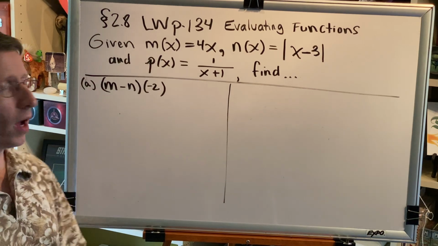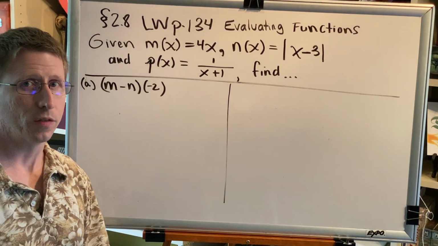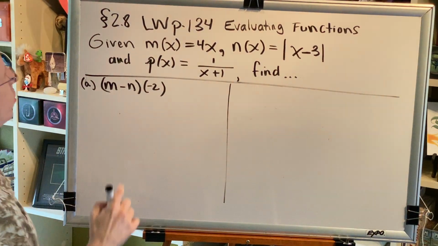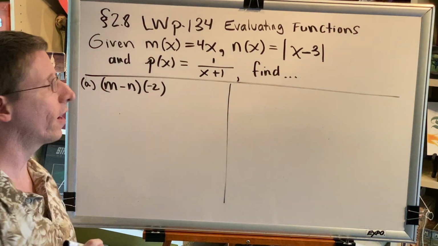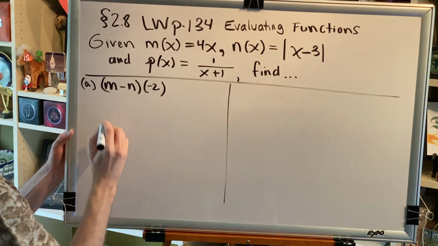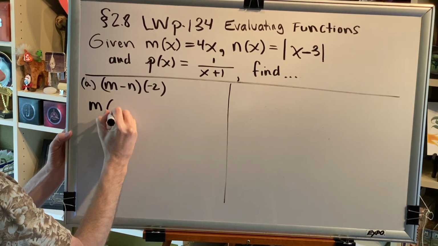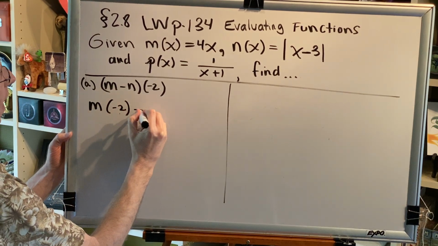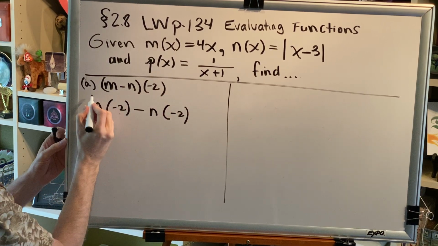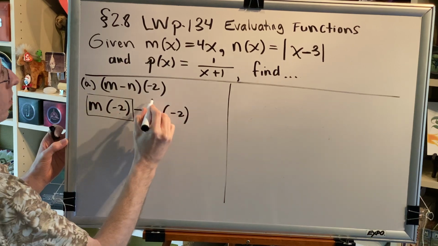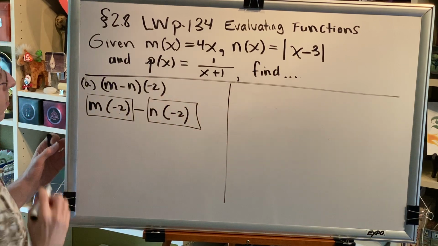Okay, so for the first time we're seeing a number here instead of a letter, but the idea is still the same. This just means take two functions, which are each being evaluated using the input negative 2, and subtract them. So this gives us m of negative 2 subtract n of negative 2. I would like to figure out what both of these are, and I'm going to do that in my side workspace.